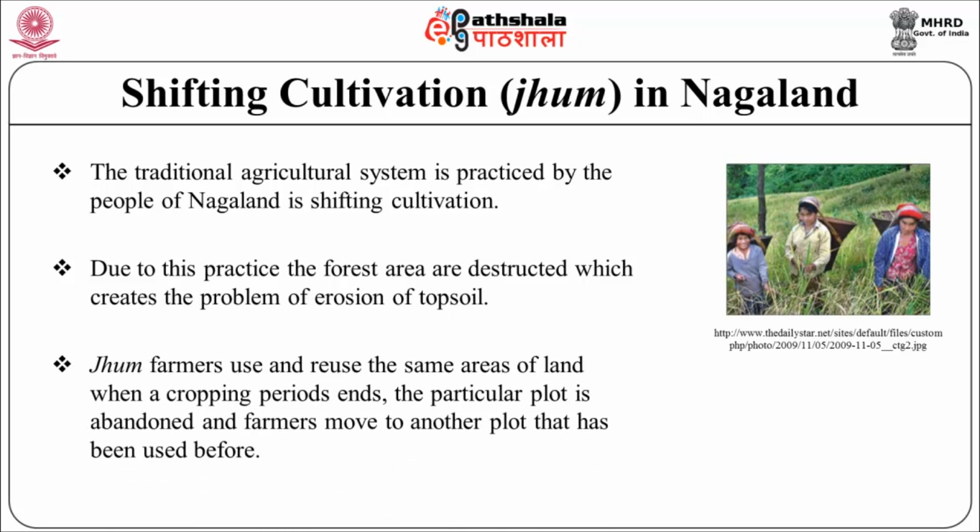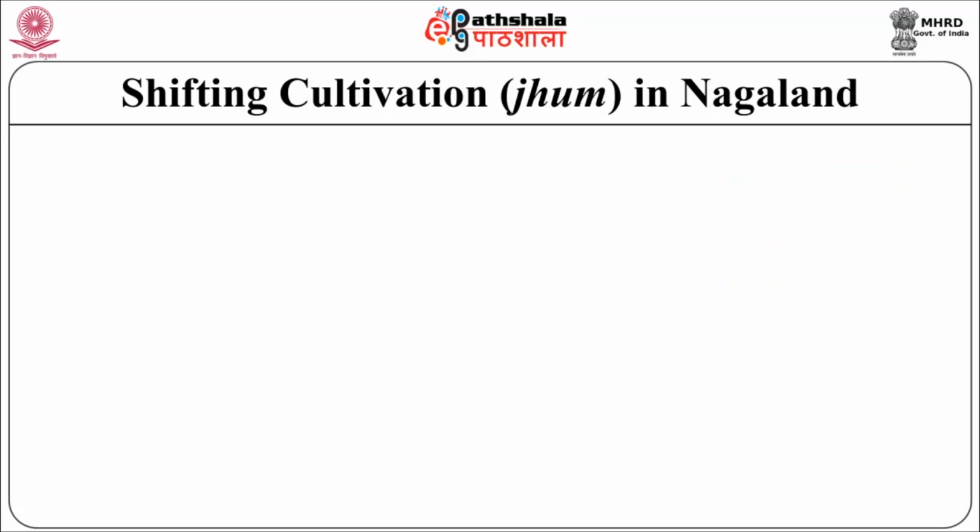In reality, jhum farmers use and reuse the same area of land when a cropping period ends. The particular plot is abandoned and the farmer moves to another plot that has been used before. But it has to be fallowed for long enough to have rejuvenated the soil nutrients under secondary forest.